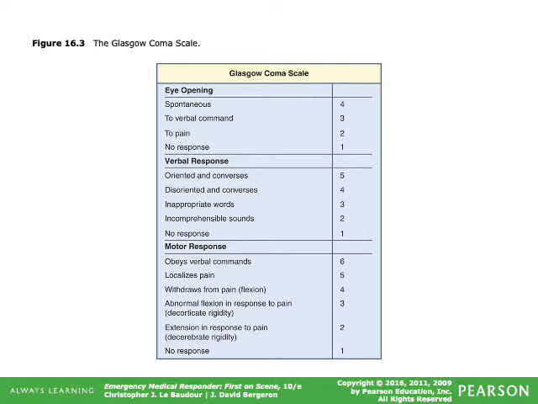All right, let's step back to decorticate rigidity. This is going to be flexion towards the spinal cord. It's a good way to think about it. Just look at the corticate cord. The other one is mostly extension. It's going to be away from the cord.